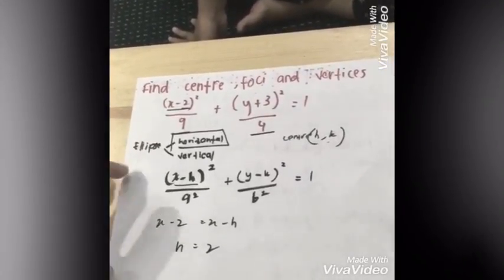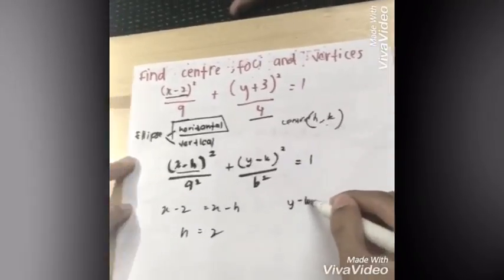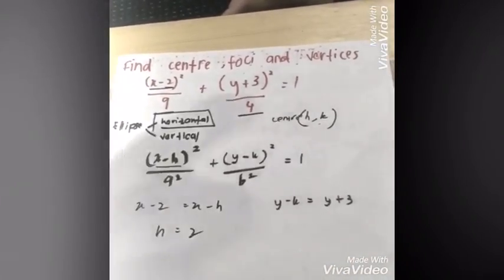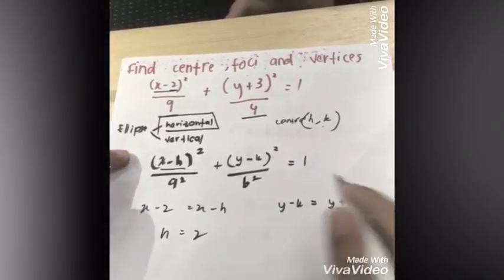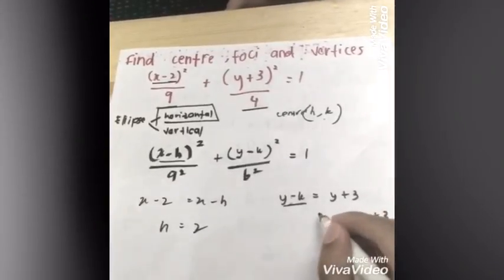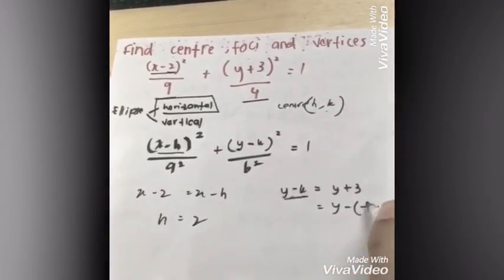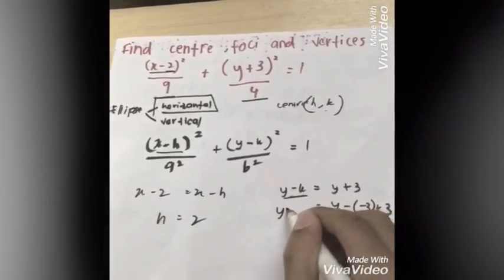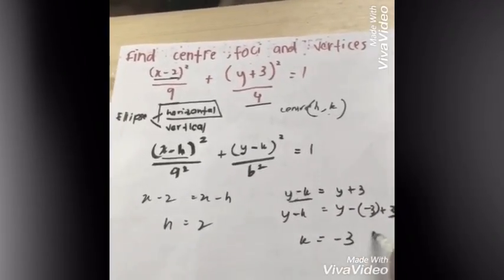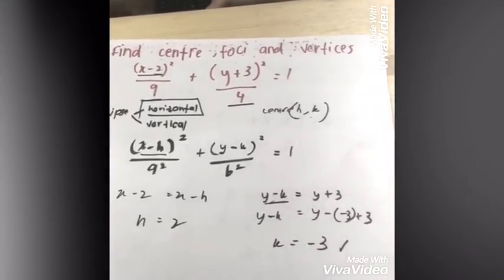Next, to find k. Okay, y minus k equal to y plus 3. So the answer is not positive 3, but we need to look into this equation first. Okay, y minus k equal to y minus negative 3. So y minus k equal to negative 3, so k equal to negative 3.